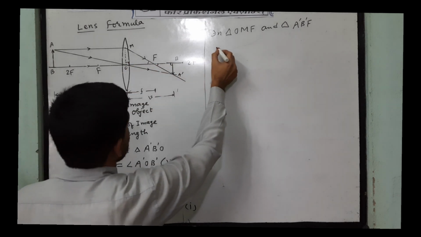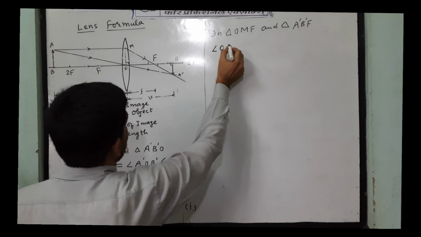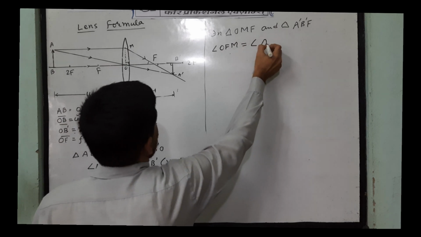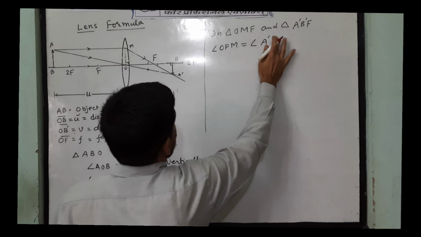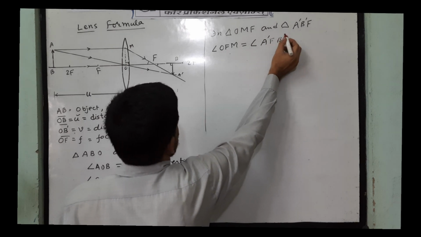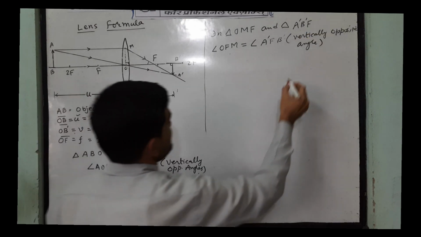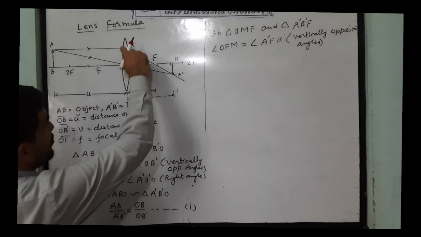Okay, so we can say angle OFM is equal to angle A prime F B prime. These two are equal, that is vertical, right? These two angles are vertically opposite angles. And just see, OM is perpendicular.